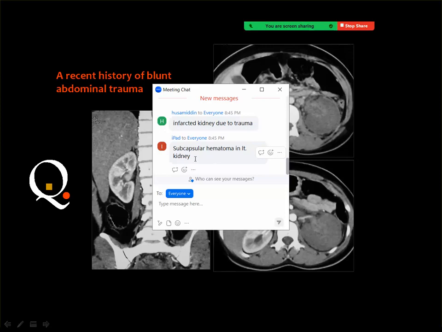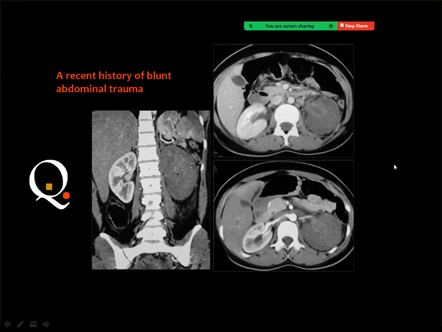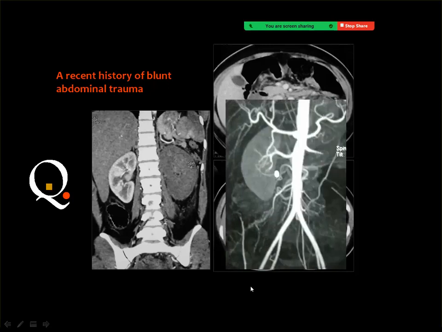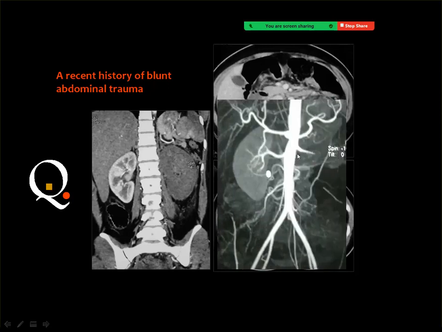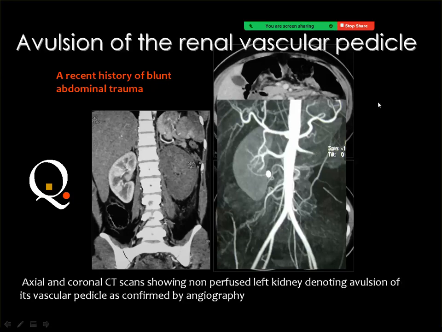Infarcted kidney due to trauma, subcapsular hematoma in the kidney. Actually, whenever there is an abdominal trauma and you got a kidney that is enhanced and another one that is not excreting contrast material, then you are dealing with avulsion of the renal vascular pedicle. There is no blood supply coming to this kidney, and this was confirmed by angiography. You see that the renal artery has been interrupted in this area, diagnostic of avulsion of the renal vascular pedicle.